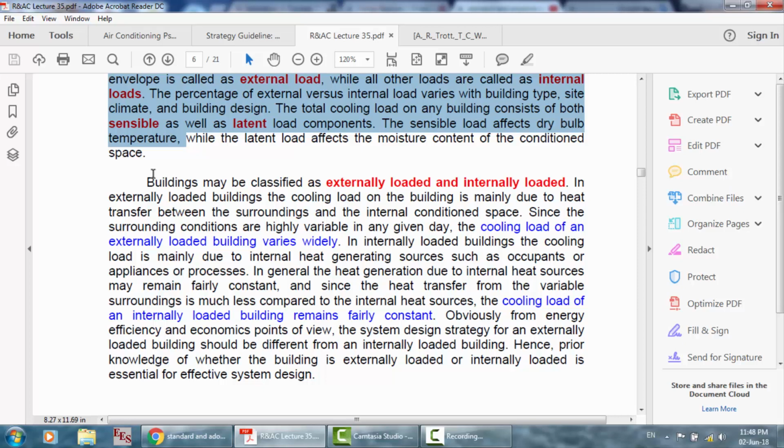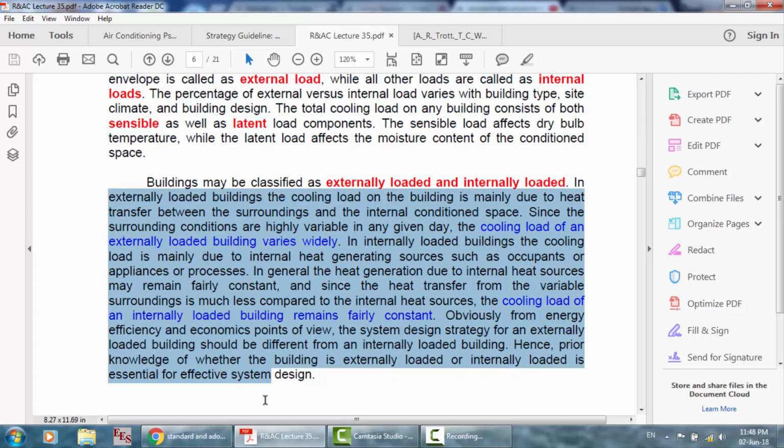Buildings may be classified as externally loaded and internally loaded. In externally loaded buildings, the cooling load on the building is mainly due to heat transfer between the surroundings and the internal conditioned space. Since the surrounding conditions are highly variable in any given day, the cooling load of an externally loaded building varies wildly.